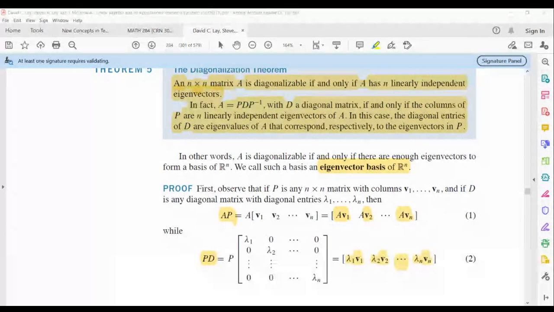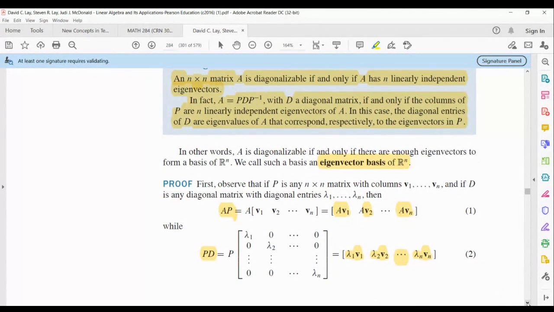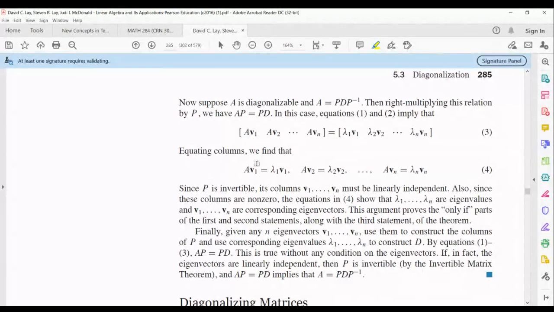So this is what they're getting at then. Their proof is more general, but if we go down again, see they equated the columns, and then they say A times P equals P times D implies A equals P times D times P inverse. So they just did the proof a little more abstractly, but we justified why it works, and so you have hence the diagonalization theorem.